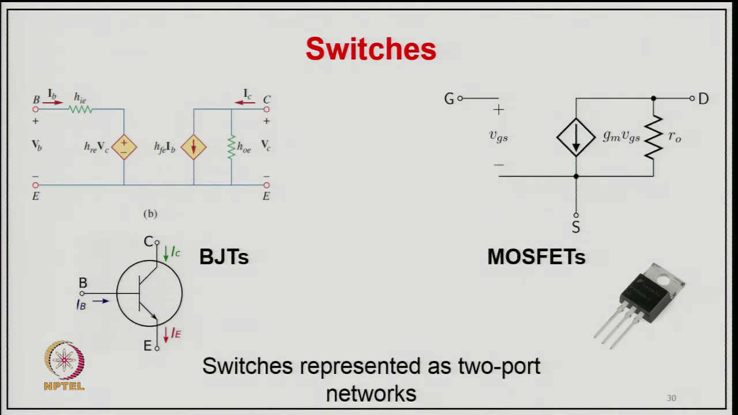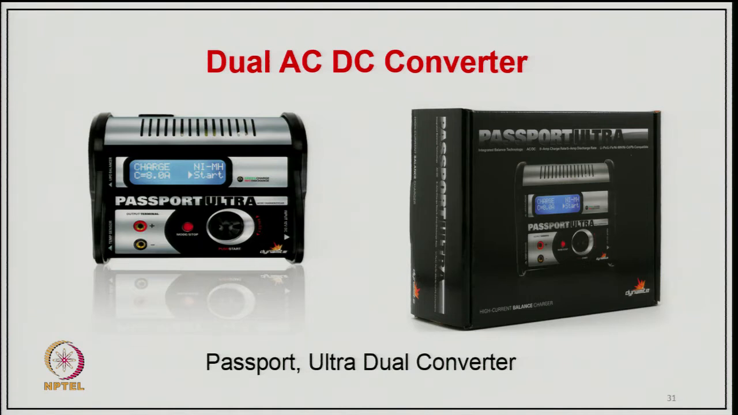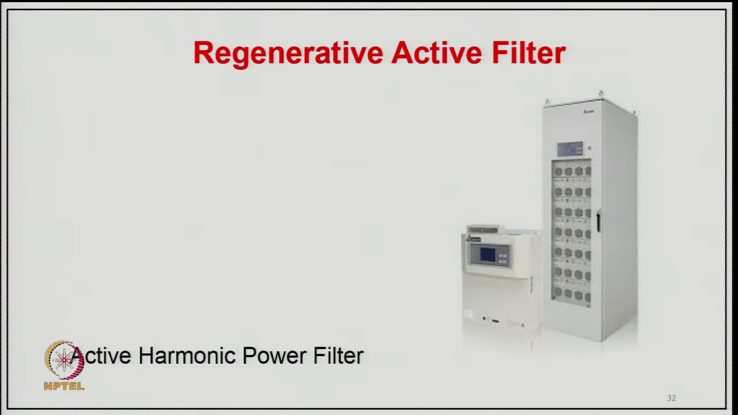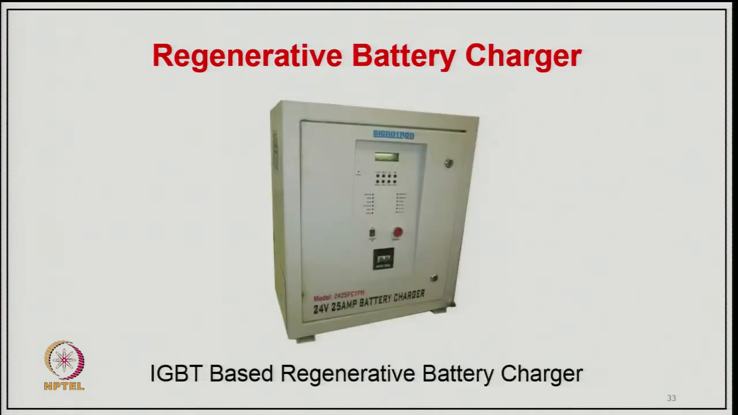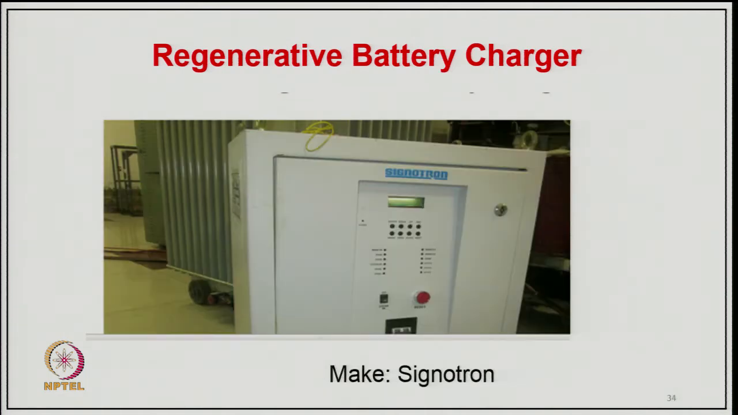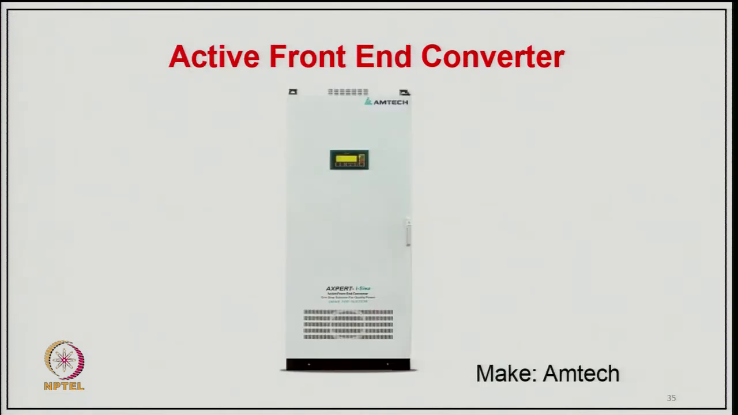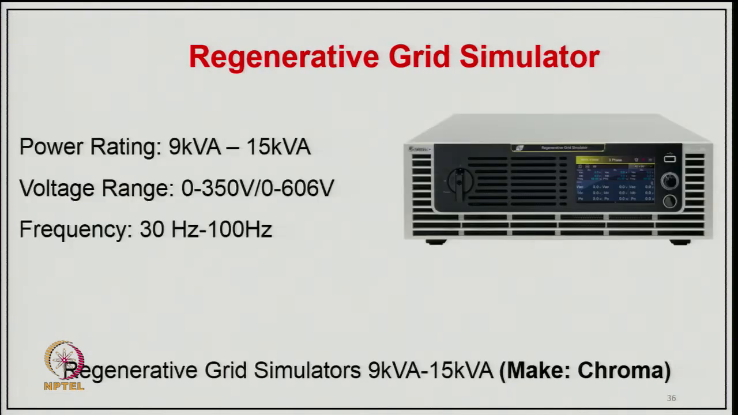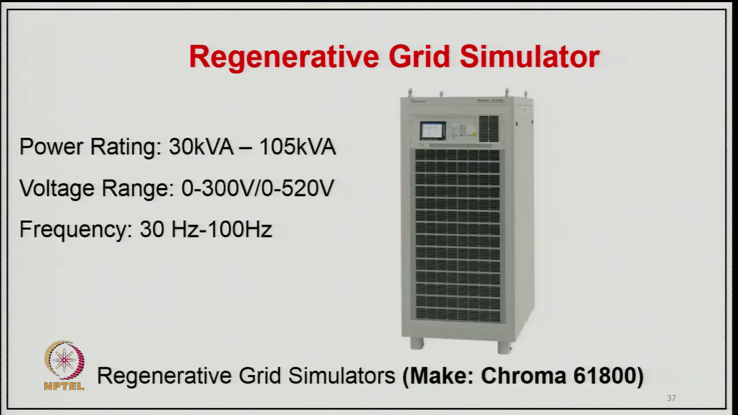We will discuss these parameters later, with typical examples of 2-port networks, like a dual AC/DC converter, or a regenerative active filter like an active harmonic power filter, or a regenerative battery charger. An IGBT-based regenerative battery charger can charge and discharge the battery. Another regenerative battery charger by Signotron, or an active front end converter by MTech, or a regenerative grid simulator with the typical power rating for different settable voltage and frequency.